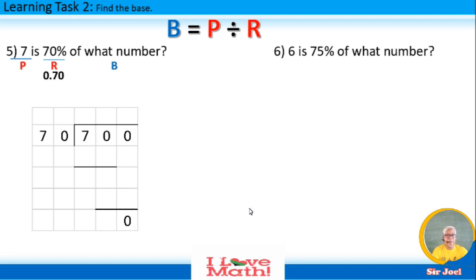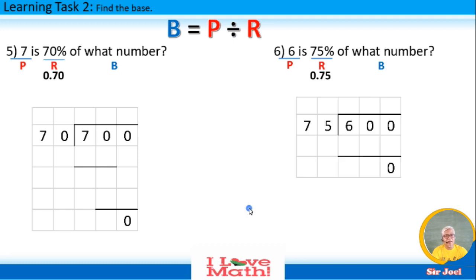6 is 75% of what number? 75% ang rate. Tapos, equivalent to 0.75 siya. Okay? 6 is the percentage and the unknown is the base. To solve, meron tayong 600 divided by 75. Okay? Yan yung ating problem number 6.